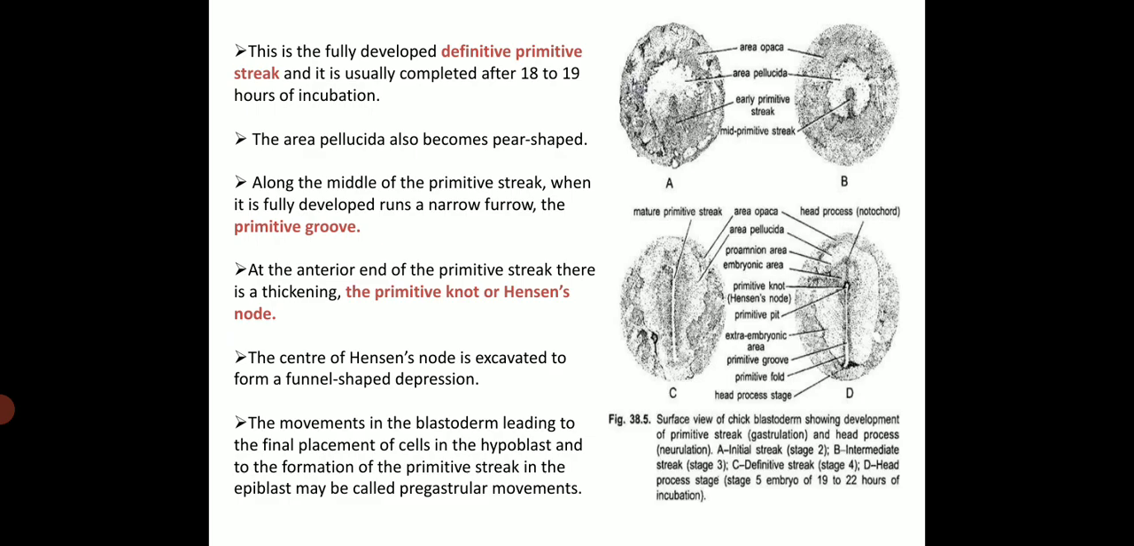Here you can see there is a primitive groove, and this primitive groove has a fold, that is the primitive fold. There is a knot-like structure, the primitive knot or Hensen's node, and a depression that we call the primitive pit. The movements in the blastoderm leading to the final placement of cells in the hypoblast and to the formation of the primitive streak in the epiblast, we call pregastrular movements.